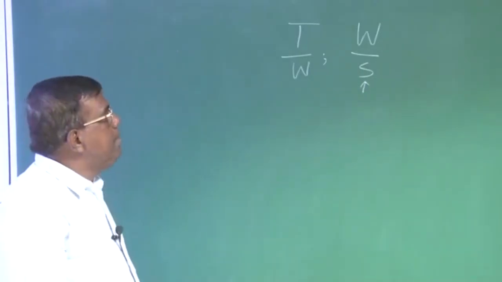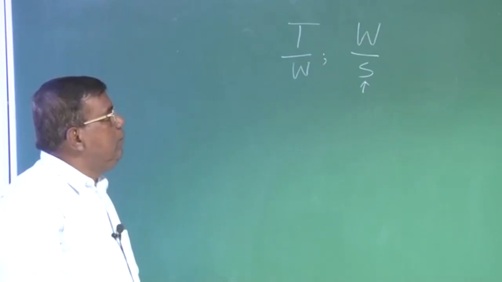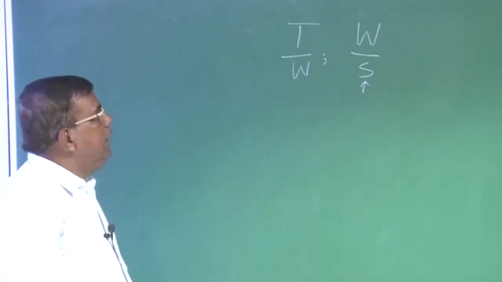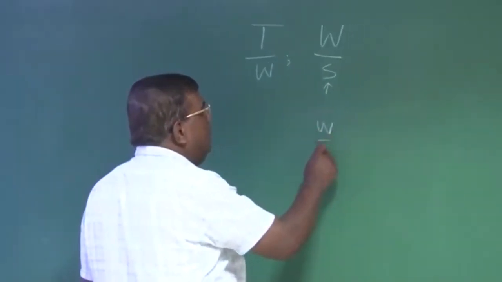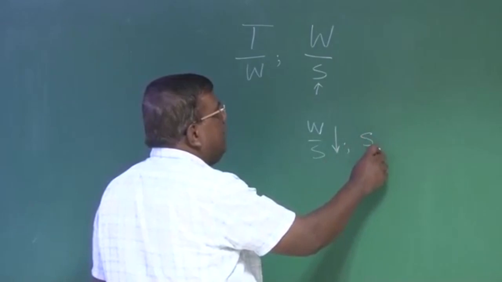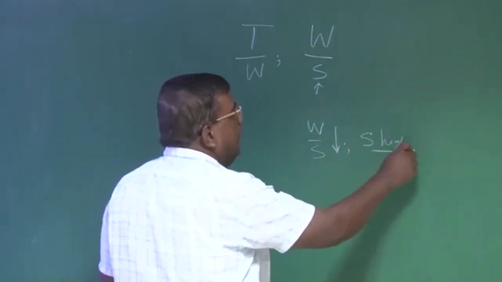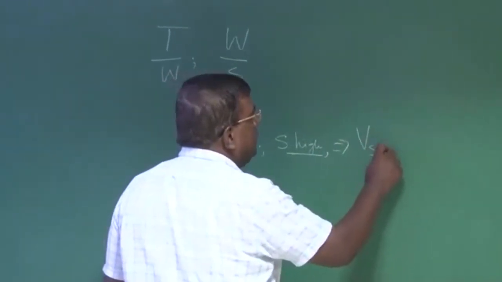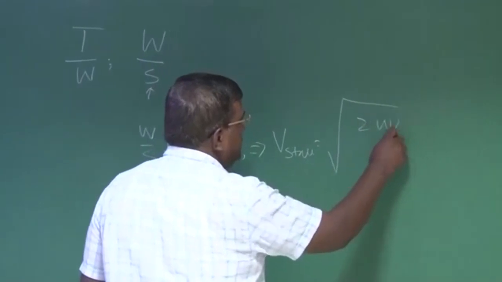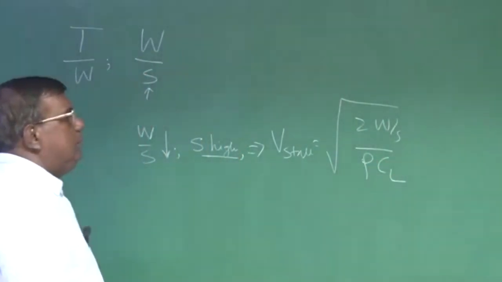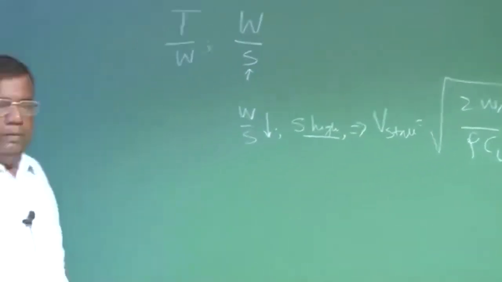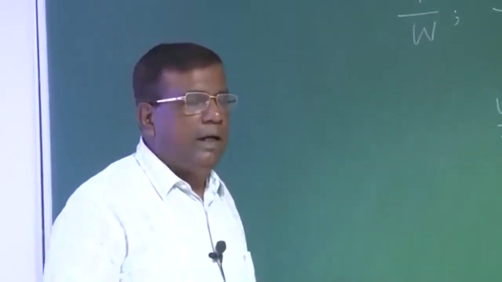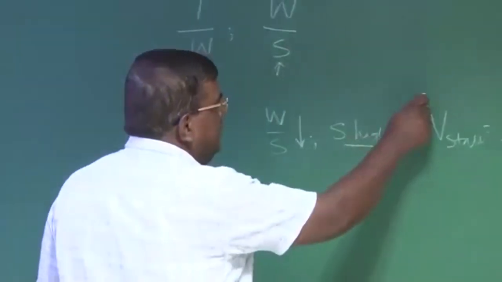You could see for a designer, there will be many times a conflict to arrive at a combination of T by W and W by S for simple reason. I want W by S to be low, that means S is relatively high, and this amounts to my V stall, which is square root of 2W by S rho CL, will be lower if W by S is less. From designer's perspective, if large area of wing is there, that will produce larger lift for a given dynamic pressure and angle of attack. The moment W by S is low, we have this advantage.